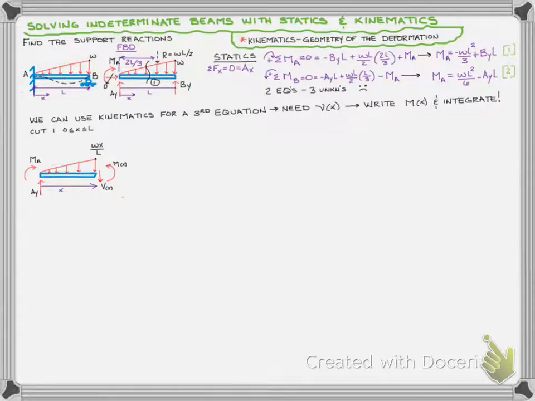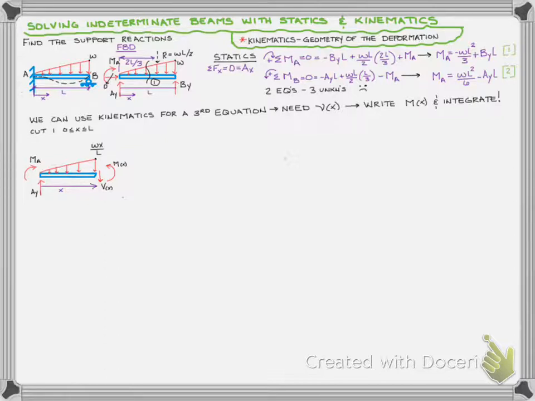And so I went ahead and drew the cut and labeled everything that should be on it. We'll still have our AY and our M sub A. I've drawn the shear at the cut and the moment at the cut in the positive sign convention. And then I've also labeled the magnitude at the top of the cut as W times X over L. So it has to be a ratio.